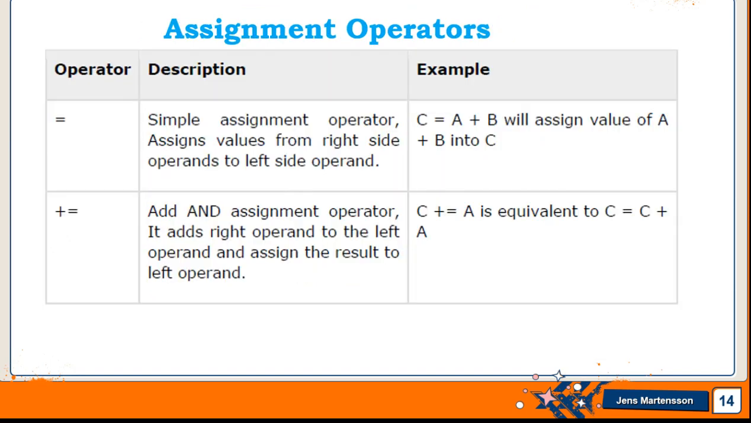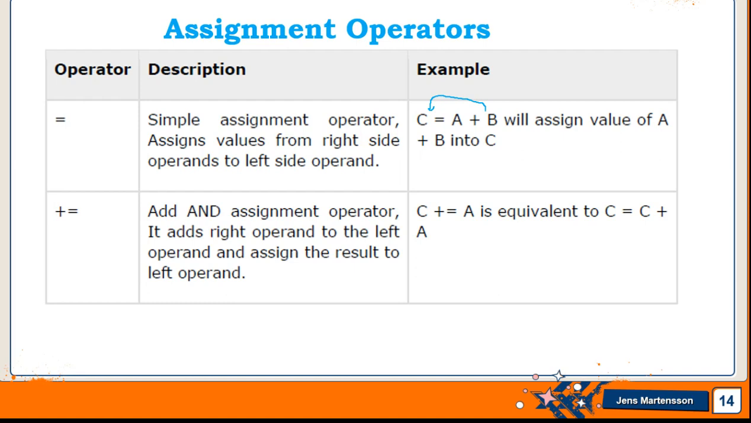So we have the assignment operator, that is the equal to that we use to assign. So when we say equal to, let's say we say C is equal to A plus B, we'll assign the value of A plus B to C. So when we use the equal to, we are putting what is on the right hand side into what is on the left hand side. So it's more or less put what is here to here. That is it.